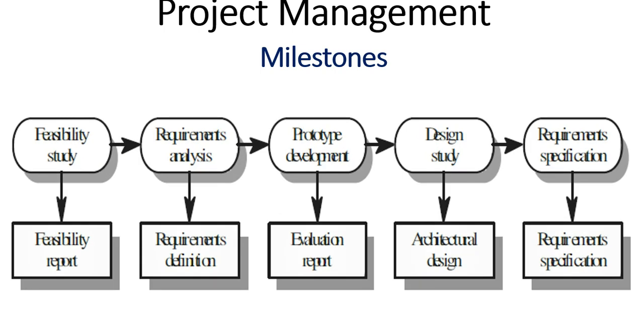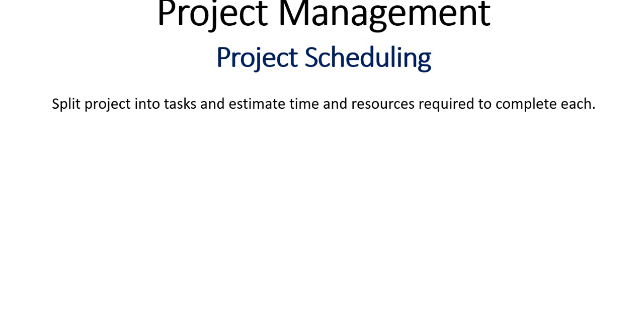Then milestones. For example, when you do feasibility study, you come up with a feasibility report. Requirements analysis, you come up with the requirements definition document. Prototype development, evaluation report. Design study, architectural design. That's where most of the hardware or engineering systems come into play. Requirement specification document. And then project scheduling. This one split projects into tasks and estimate time and resources required to complete each.